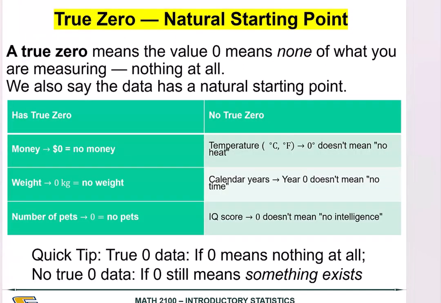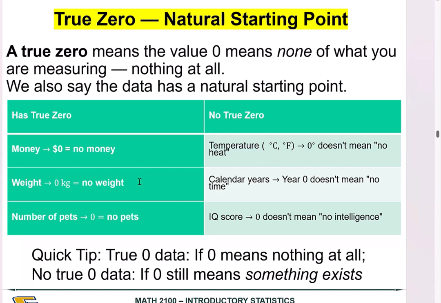So before we move to the other two kinds of completeness of data, let us look at the definition of true zero, the natural starting point. True zero means that the value zero means none of what you measure, or nothing at all. We also say data with a true zero has a natural starting point. Let's look at this table: on the left-hand side data with true zero, and on the right-hand side no true zero. If we talk about money, how much money you have in your bank account? If you have $0, it means you have no money, right?